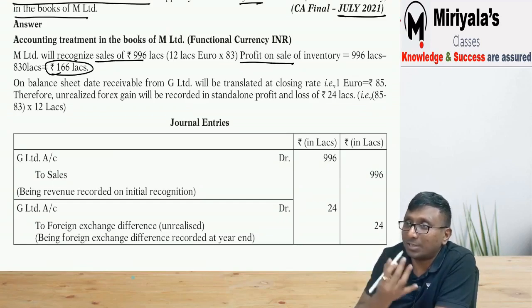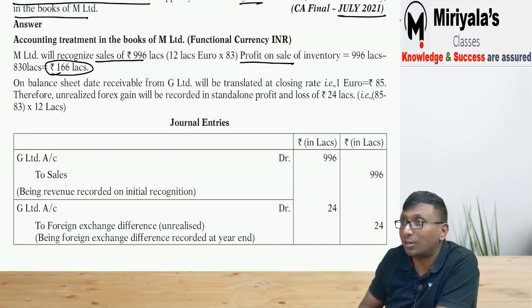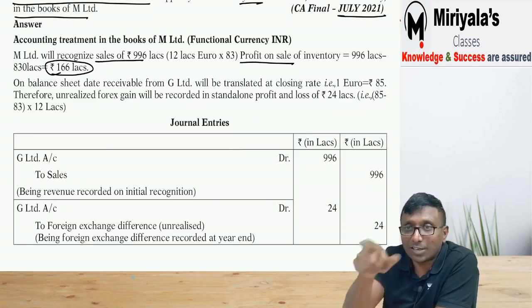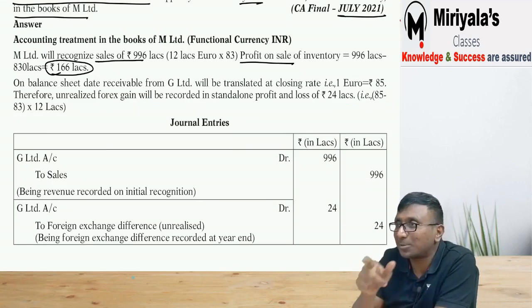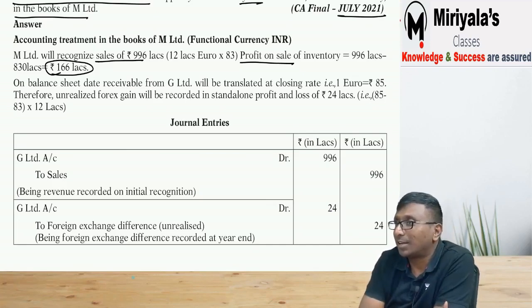Inventory is a non-monetary item, if it is a non-integral foreign operation. You yourself gave a different functional currency. Functional currency is measured separately only when it is a non-integral foreign operation. Otherwise, why would I measure it? If it were an integral foreign operation, you would also have maintained it in rupees. But you are maintaining it in euros, which means it is different.